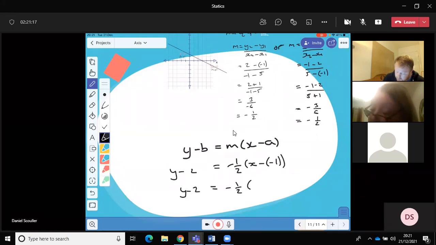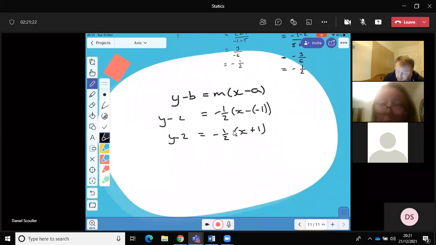I'll tidy up the double negative first. That becomes a plus. And then it's just tidying that up. So break that bracket: multiply the first term, multiply the second term, to break that bracket.